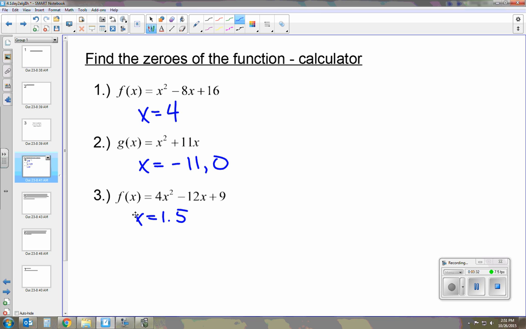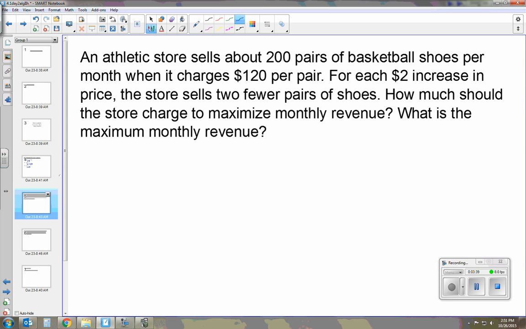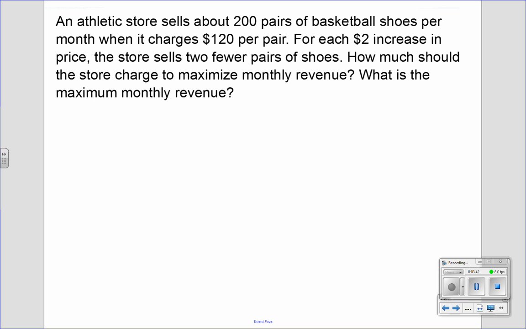So that's how you can use your calculator. So we've seen all the methods to solve a quadratic equation. Next up, I have a word problem. Okay, and now this word problem is a little tricky, but I'm going to break it down and hopefully it will help you. It says an athletic store sells about 200 pairs of basketball shoes per month when it charges $120 per pair. For each $2 increase in price, the store sells 2 fewer pairs of shoes. How much should the store charge to maximize monthly revenue, and what is the maximum monthly revenue?